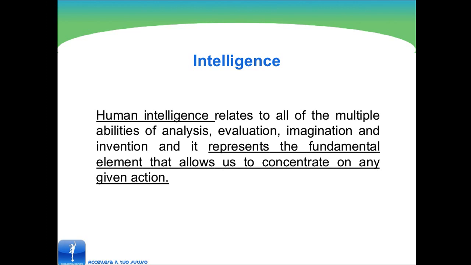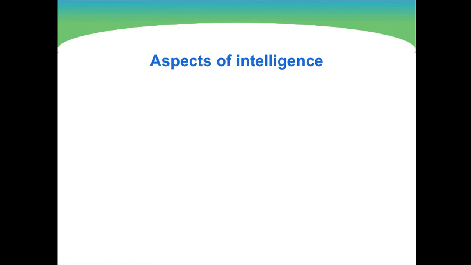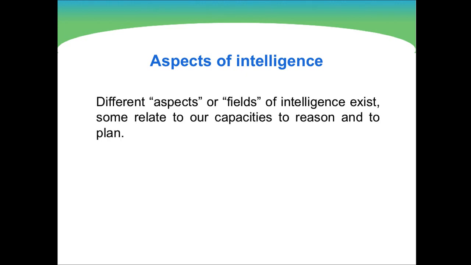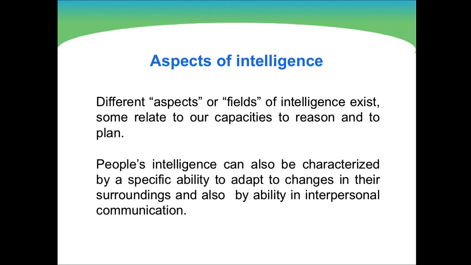Human intelligence concerns all of the multiple abilities of analysis, evaluation, imagination, and invention, and therefore it represents the fundamental element that allows us to concentrate on any given action. Different aspects or fields of intelligence exist, some regarding the capacity for reasoning and planning. People's intelligence can also be characterized by a specific ability of adaptation to environmental changes and the ability for interpersonal communication.